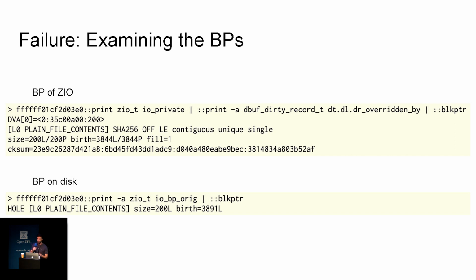Now, I'm not going to go through what these commands exactly mean, but I'm basically pointing out that the ZIO that we were about to write looks like this, the first image, and the second image shows what the block pointer on disk looks like. So these are obviously different, therefore it makes sense why the assertion was hit.